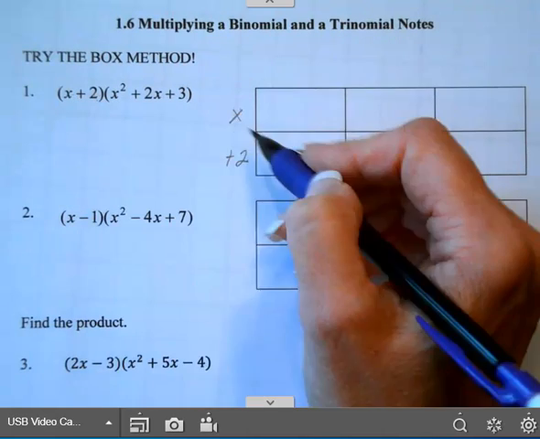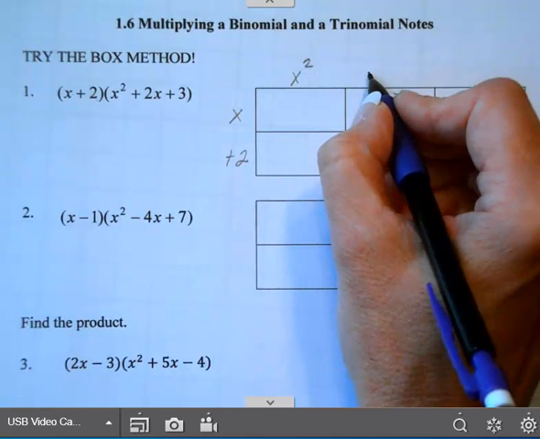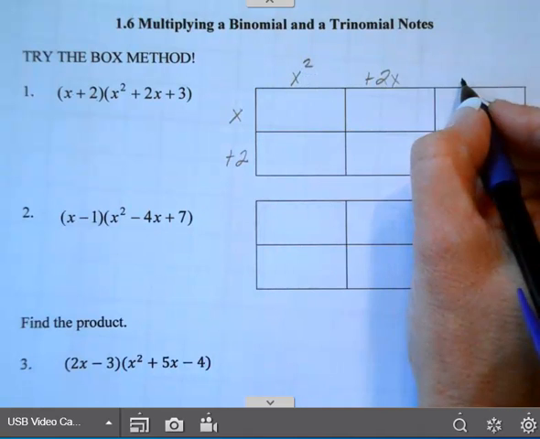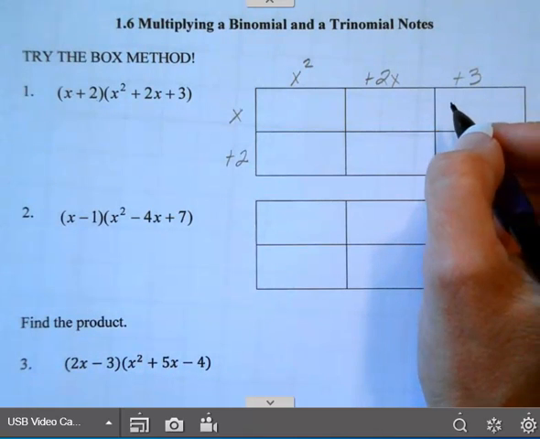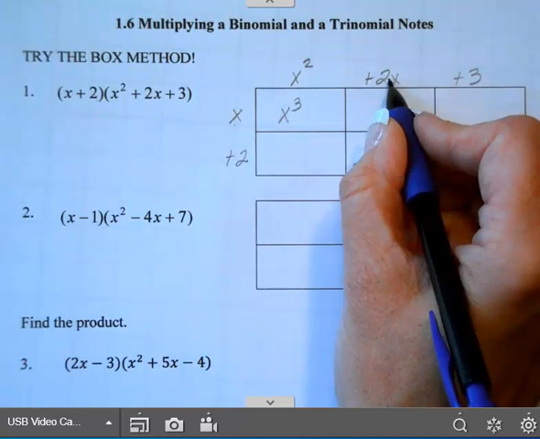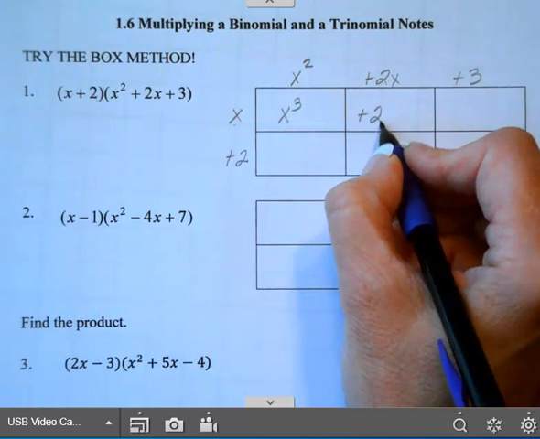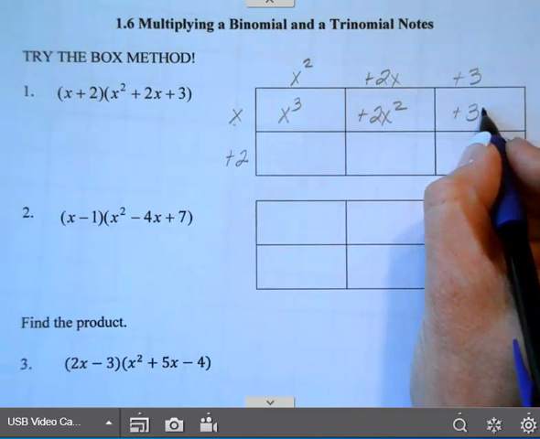So I'm going to put this on the side. So the x and the plus 2, I put on the side. And across the top, I have x squared plus 2x plus 3. Multiplying this out, x times x squared is x cubed. X times 2x is 2x squared, and x times 3 is 3x.